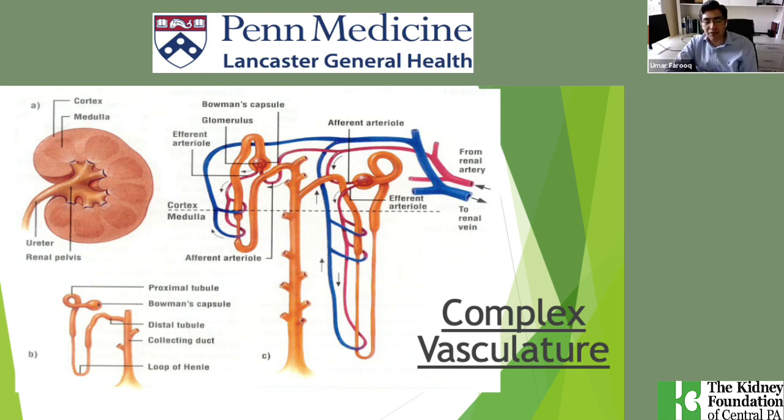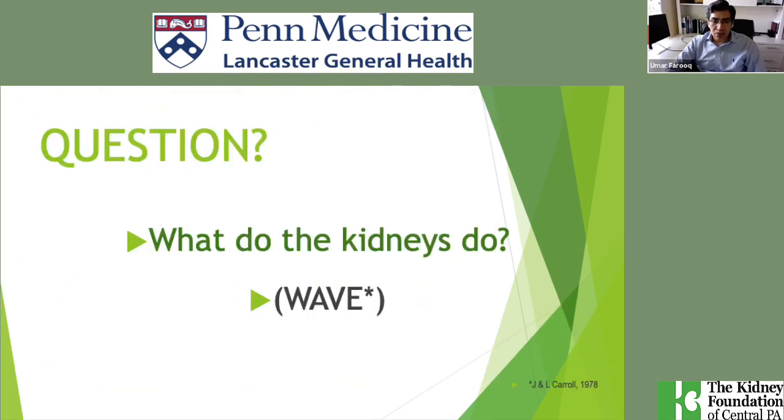And one of the biggest functions of the kidney is to maintain homeostasis: the balance of salt and water, the balance for the blood pressure, the balance for all these electrolytes, the phosphorus we discussed, potassium, sodium, calcium. So there are a lot of different things. This is your balancing organ. So, questions. What do the kidneys do? I think they've used this mnemonic, WAVE.